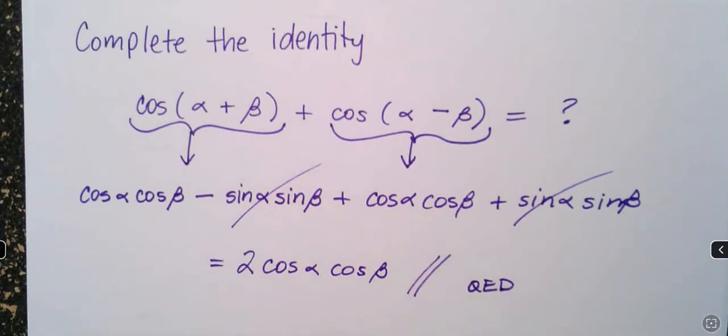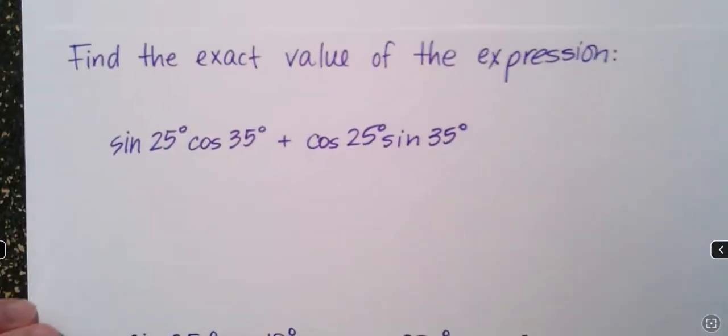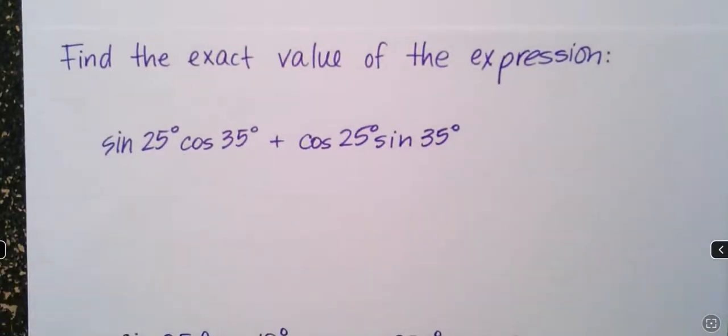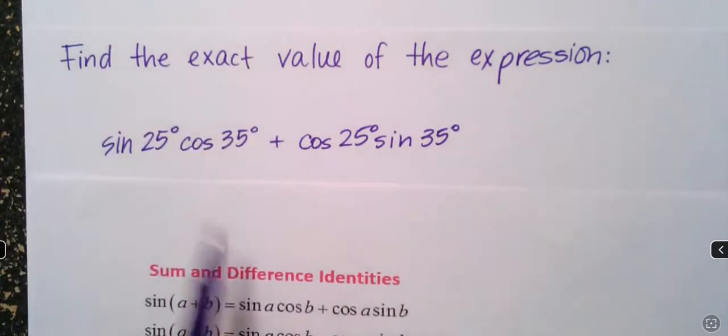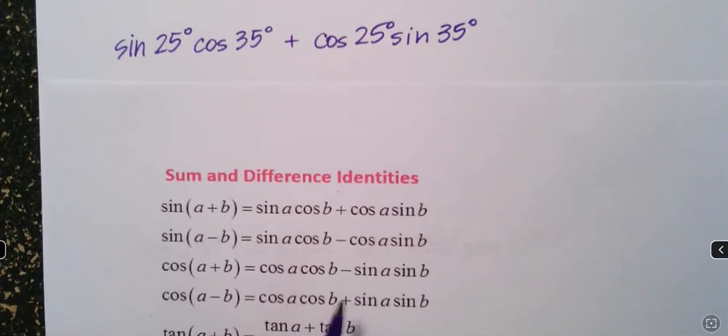All right, another type of problem, a little bit more straightforward, is one like this. Find the exact value of the expression. Now, what you have to do on these is basically just recognize that the formula is in front of you. In other words, look at this and go, hey, that looks familiar. It looks like one of these. And then realize, yeah, it looks just like one of those.